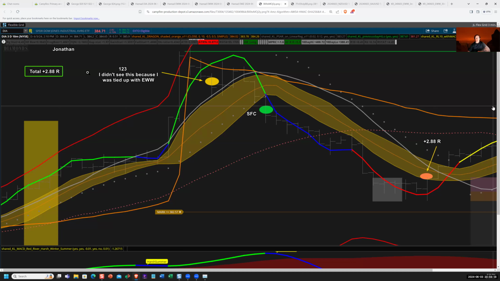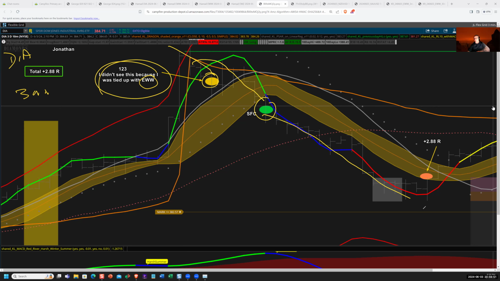This is Jonathan. This is DIA on the 3-minute bars. So this is DIA 3-minute. And he was working EWW. This is a case where by working the shorter time frame, his focus on EWW didn't allow him to see that one. But when he stood back a little bit, he was able to get the SFC. And on the 3-minute, was able to get, here's the reversal, and he takes the skin of the dragon, and he gets 2.88.